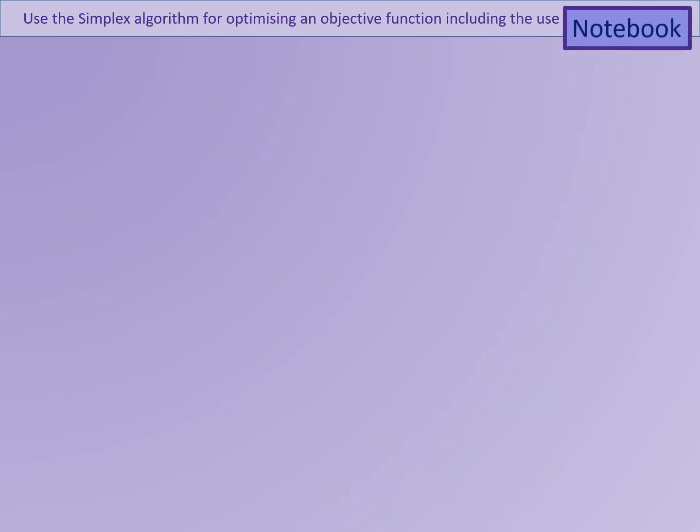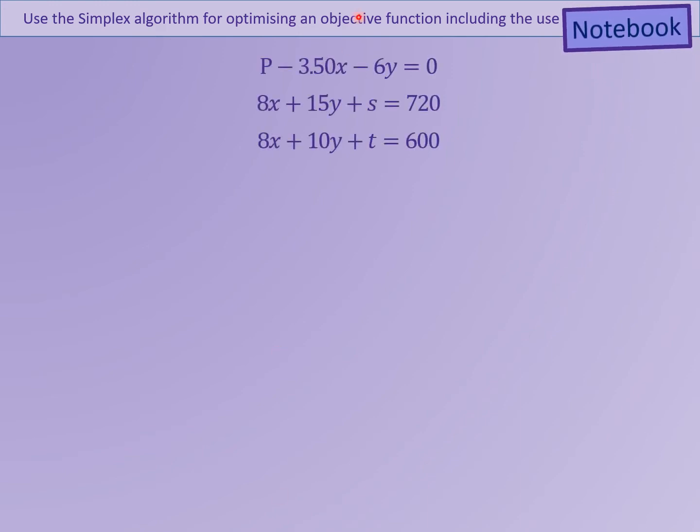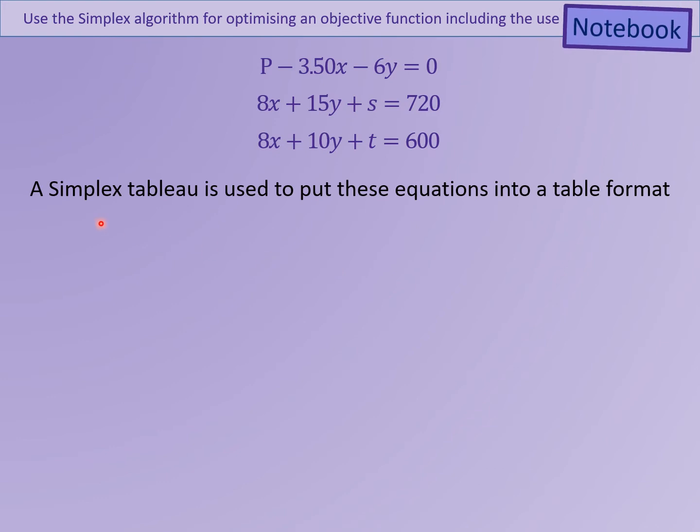Now we've actually got these equations set up like that. Notice that you've got all the variables on one side and values on the other side. We can now set up our simplex tableau, and the simplex tableau goes like this.